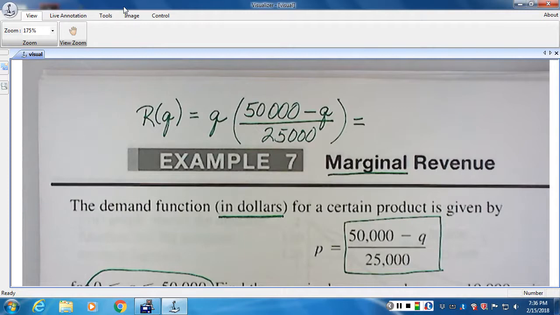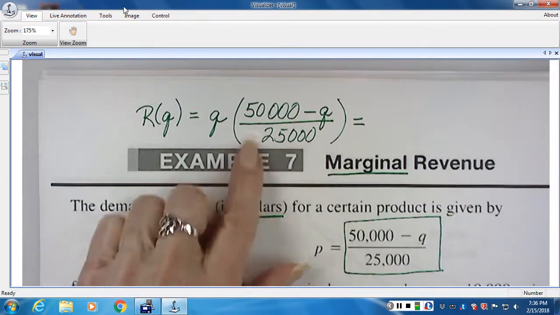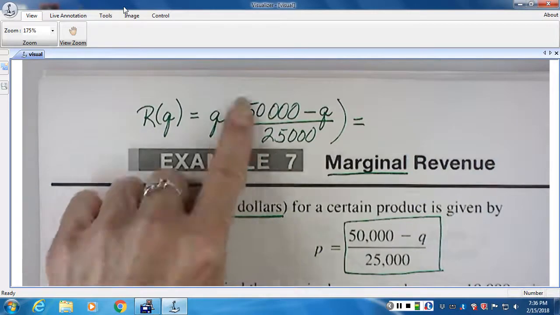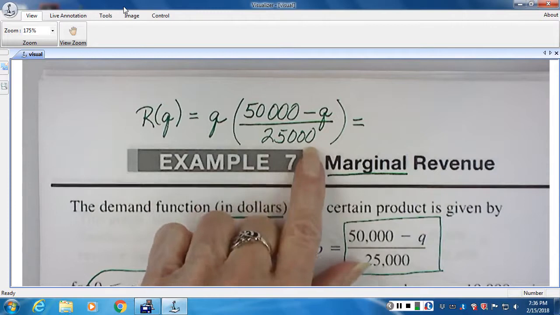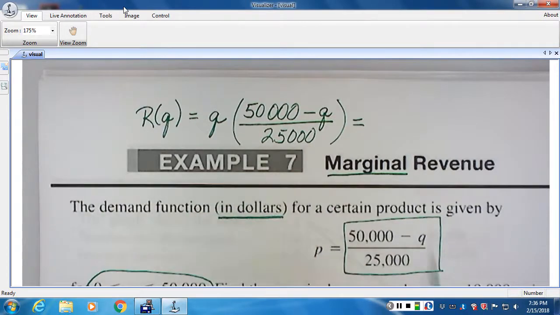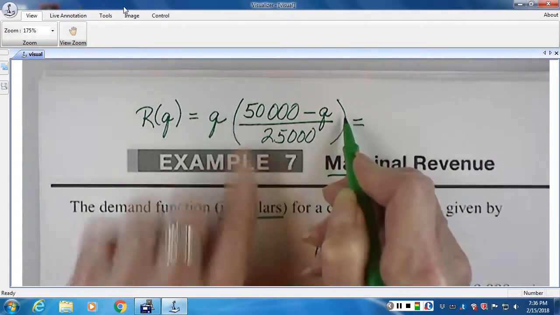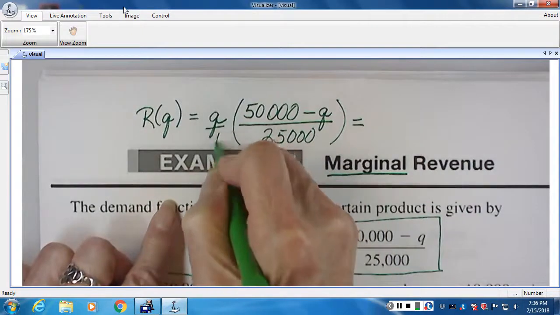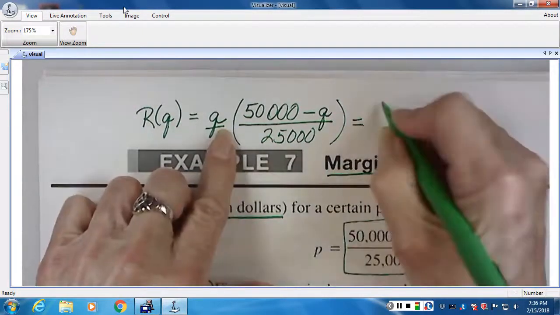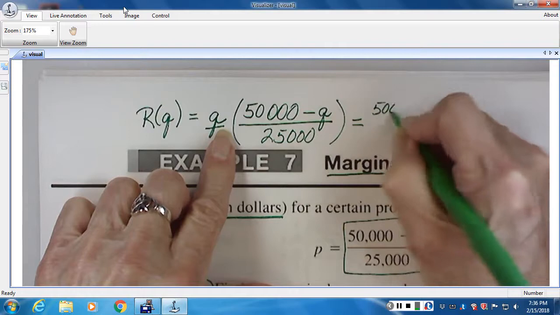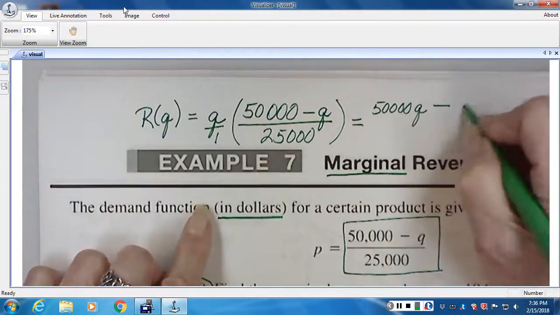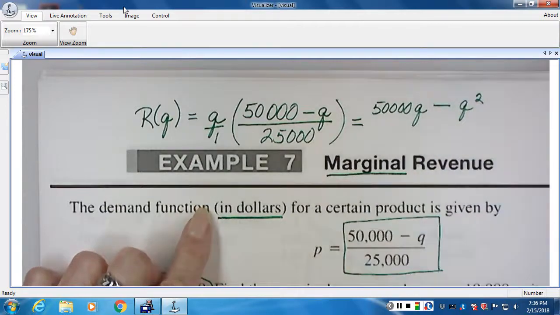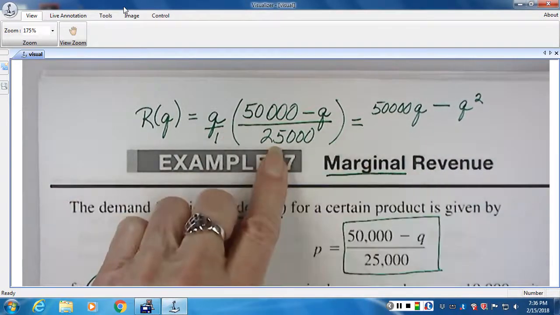So there's our revenue equation, but it's not in simplest form. We need to simplify it because, first of all, we haven't studied the product rule yet, and this is a product. And we still don't have anything that we can do with fractions. All we can deal with is powers. So first we're going to multiply Q times the numerator, because this is like Q over 1. So 50,000 times Q minus Q times Q is Q squared. And both of those terms are over 25,000.